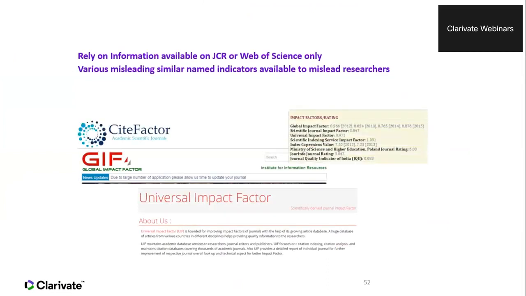Again, it's very, very important when you are deciding on a journal to rely on information available on JCR or Web of Science only. There are various misleading similarly named indicators available. So if you see a journal website talking about impact factors, please verify that these journals are there on global citation databases like Web of Science. No good journal will ever say indexed in Google Scholar or has an H index. H index is not a journal specific metric.